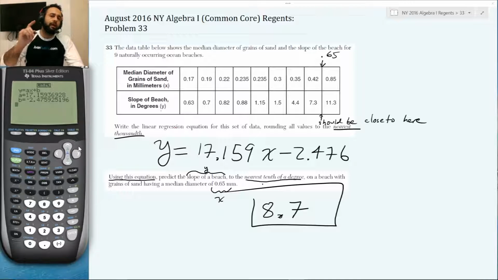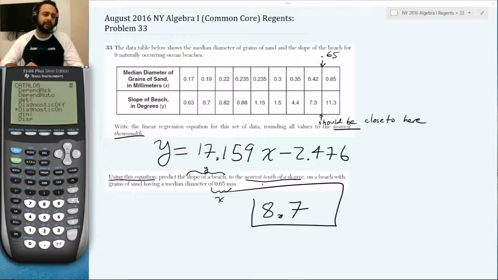You can expect the school to reset your calculator if they choose to, so you might not see it. You have to know how to get the correlation coefficient there. There's a function called catalog right above 0, and the catalog is the list of all the functions. We scroll down to diagnostics. Okay, we keep scrolling. And there it is, diagnostics off, diagnostics on. We want to turn diagnostics on, so we press enter and enter.